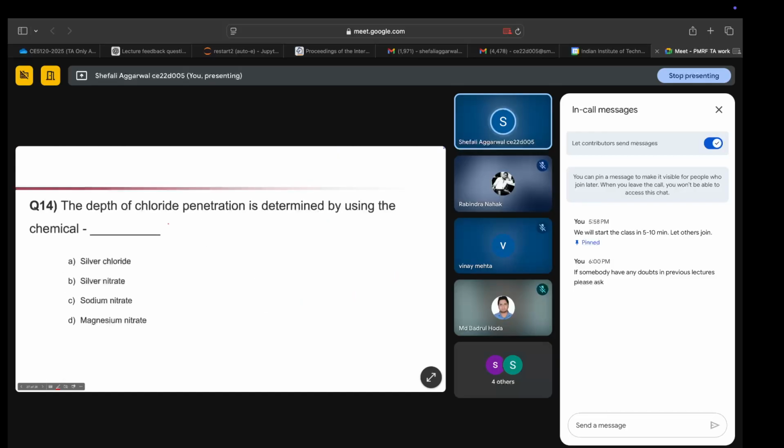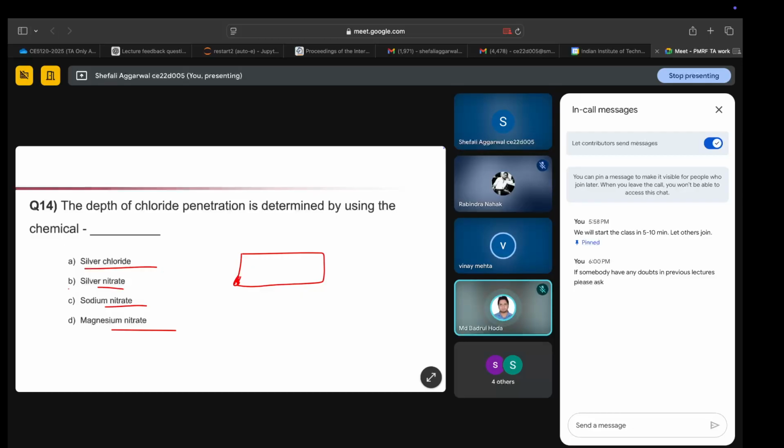So the next question is, the depth of chloride penetration is determined by using which chemical: silver nitrate, sodium nitrate or magnesium nitrate. After the RCPT and RCMT tests, we are spraying some chemical over the concrete interface. Which is that chemical? Silver nitrate. B. Correct. Silver nitrate will give us the depth of our chloride penetration.